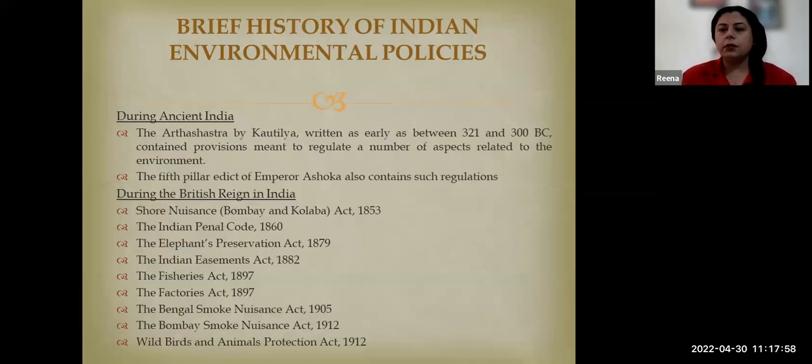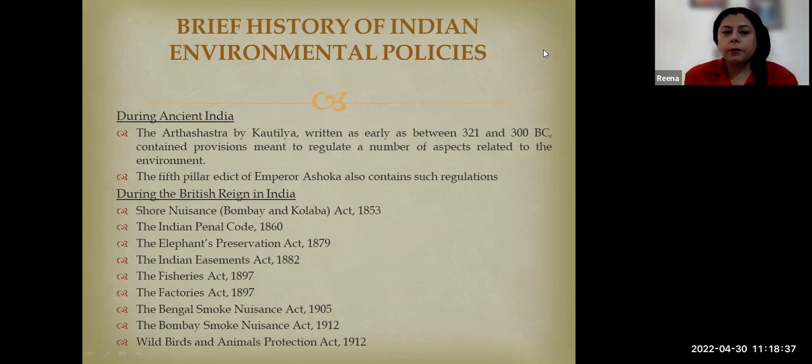So again, if you cannot recall or if you haven't seen that presentation, please go through that, and then you will be able to appreciate this aspect in a better manner, that how our environment policies are ingrained in our culture through ancient times. Okay, so the Arthashastra by Kautilya, written as early as between 321 and 300 BC, contained provisions meant to regulate a number of aspects related to the environment. The fifth pillar edict of Emperor Ashoka also contains such regulations.